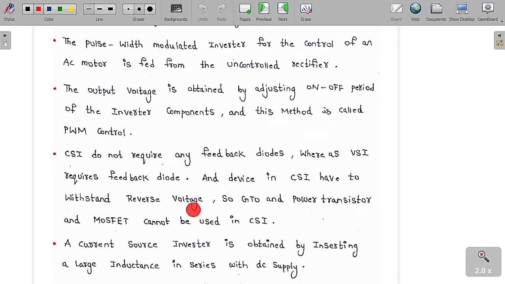I have already told you, whatever devices you are going to use in the current source inverter, they should be able to withstand the negative voltage across them. So GTOs, power transistors and MOSFETs cannot be used in CSI because they have anti-parallel diodes, so they can't withstand the reverse voltage. If you want to use them, then you have to connect a diode in series with them, and then we can use them in the CSI. A current source inverter is obtained by inserting a large inductance in series with the DC supply. So if you connect a large inductance in series with the DC supply, then you get a current source inverter.